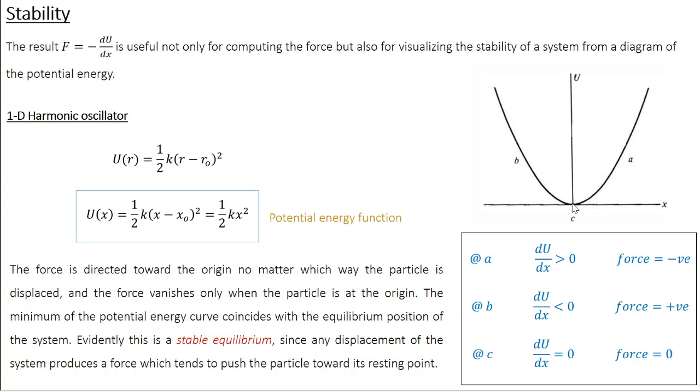At this point the object can stay forever. If you take a simple pendulum and do not apply any force, the bob will stay at this equilibrium position indefinitely. So this is a stable equilibrium. Now, are all the equilibrium points stable? That's the next question.